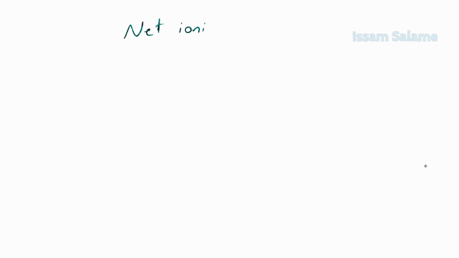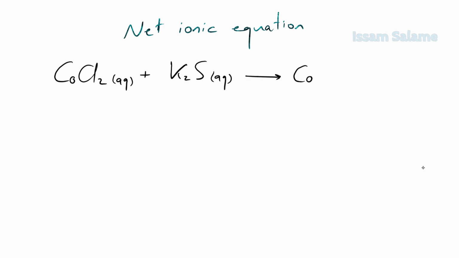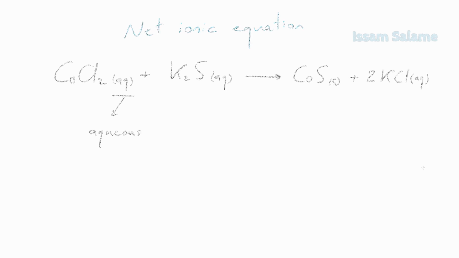To write the net ionic equation for the following reaction between cobalt chloride and potassium sulfide to produce cobalt sulfide and potassium chloride, first we should write the total ionic equation by splitting the aqueous compounds. But what do you mean by aqueous?